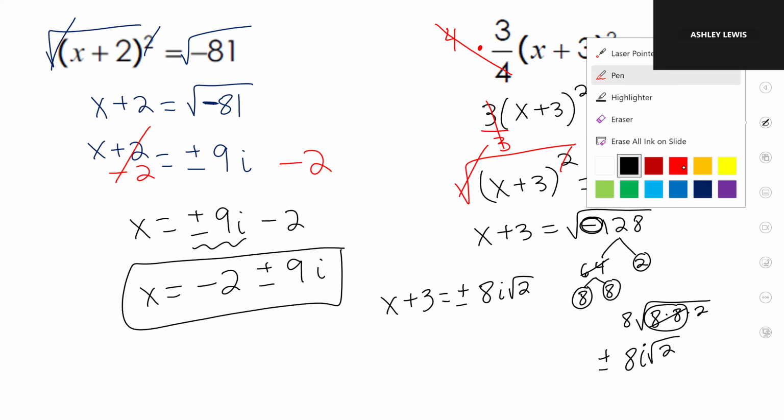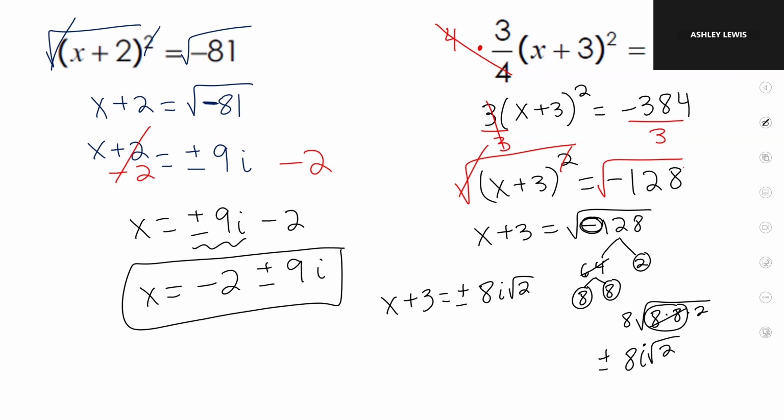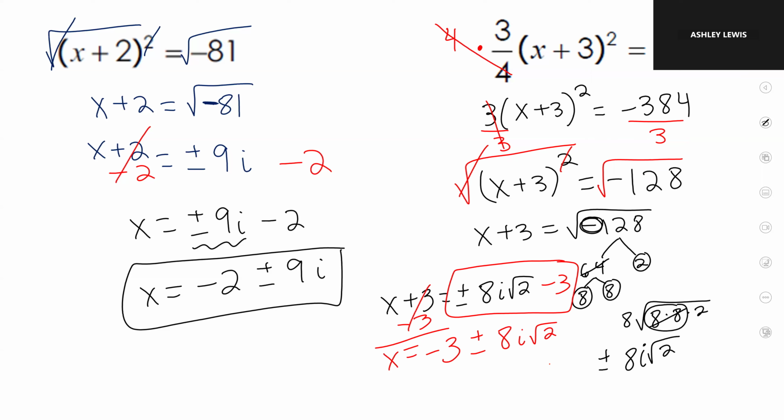Now, I'm almost done solving. What do I need to do? Subtract 3 from both sides. Now, you can stop here, but I'm going to write it in the correct format, where -3 comes first, and your imaginary part comes second. And that's your answer.